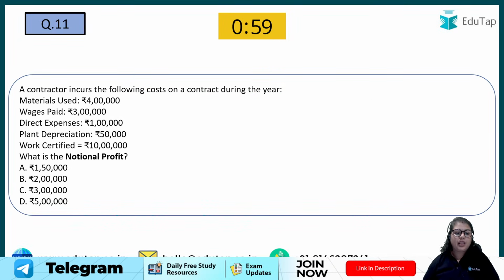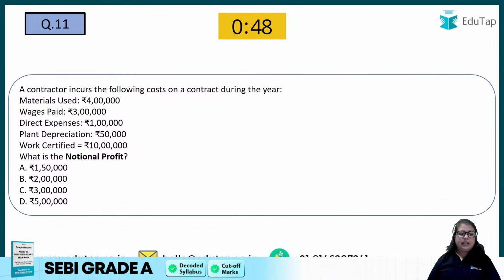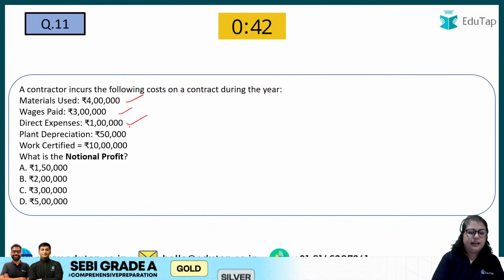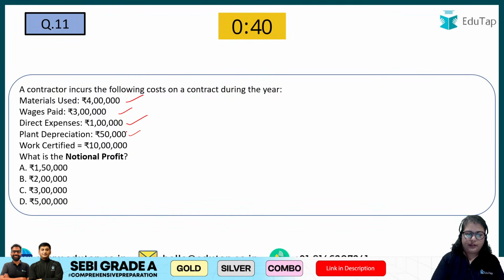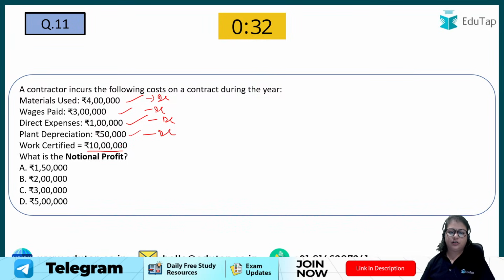Moving ahead, a contractor incurs the following cost on a contract during the year. Let us see what it is. There is material used, wages paid, direct expenses, and then plant depreciation. These are all expenses, and we will debit them all. Now there is work certified. Work certified is always credited to the contract account.